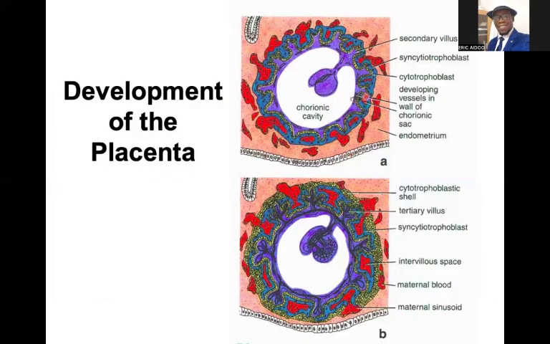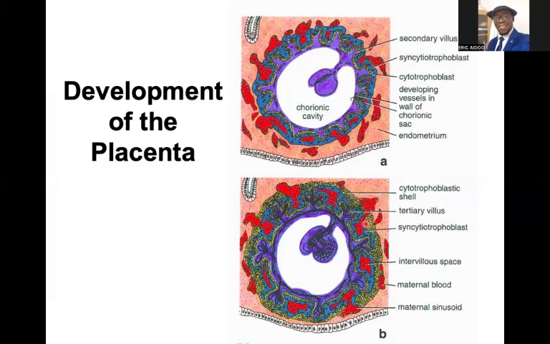So once the connection is established, you are going to have secondary villi, that is syncytial trophoblast and cytotrophoblast, developing vessels in the wall of the chorionic sac, and then that's the endometrium. So the chorion, or chorionic sac, or chorionic plate, is actually formed from the cytotrophoblast and the syncytial trophoblast. Then you also have a portion of the extraembryonic somatic mesoderm, that is the somatic portion, which helps form the chorion and the chorionic plate.